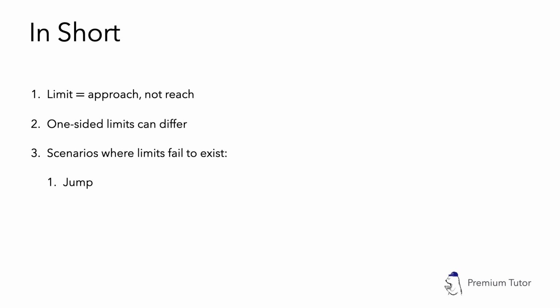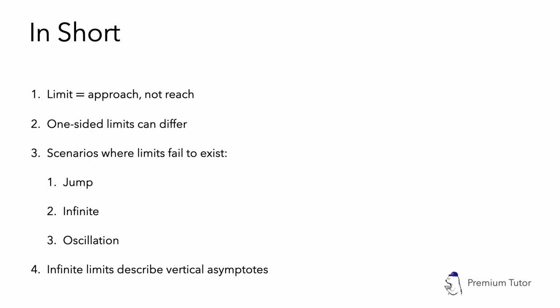Number 1, a jump, where the function suddenly leaps to another value. Number 2, an infinite discontinuity, where it shoots off towards infinity. And number 3, oscillation, where it keeps switching endlessly without settling. Infinite limits, in particular, are what create vertical asymptotes, those invisible lines the graph can approach but never cross. In the end, limits aren't just about numbers. They're about how functions behave as we get closer and closer to something we can't quite reach.